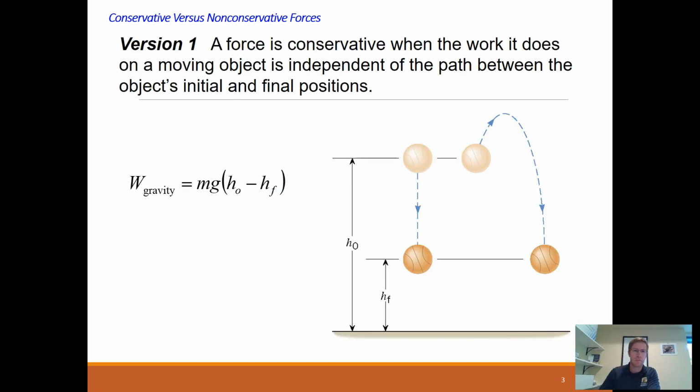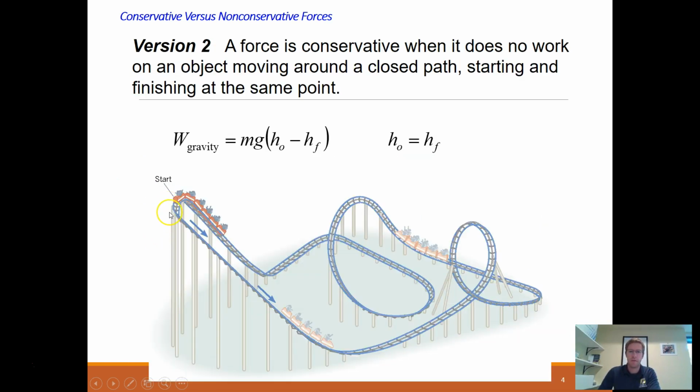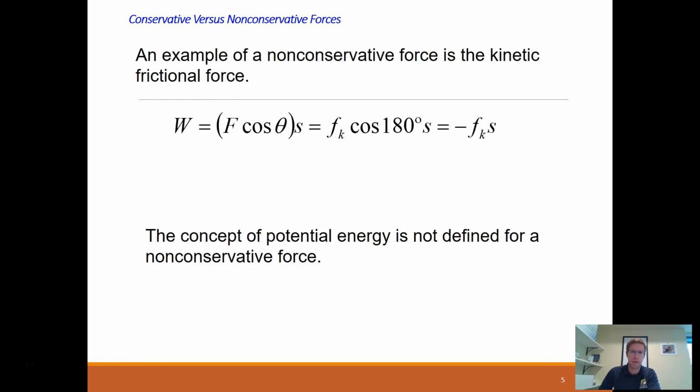Again, just to make sure you understand these, think about an object moving from some height h initial to some height h final. If we don't care about the path it takes, and the work done is the same in either situation, then that's one way to know you have a conservative force. As you can see, gravity is one example of a conservative force. Here's a visual for the second definition: if an object goes around an entire closed loop and ends back at the same location it started from, and does no net work during that time, then it would be a conservative force. Again, gravity is an example of a conservative force, whereas something like friction is not.